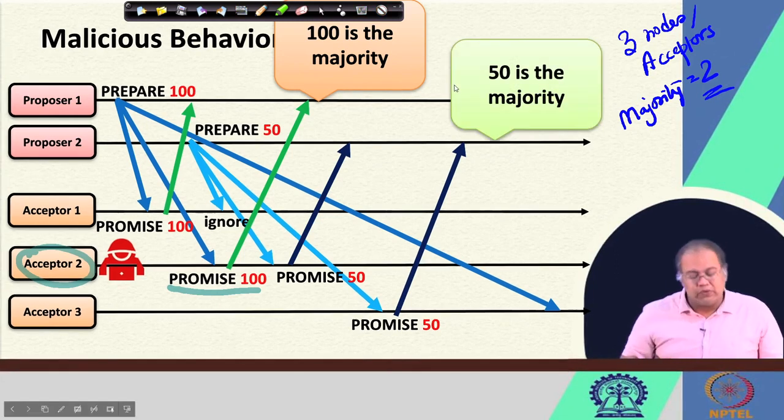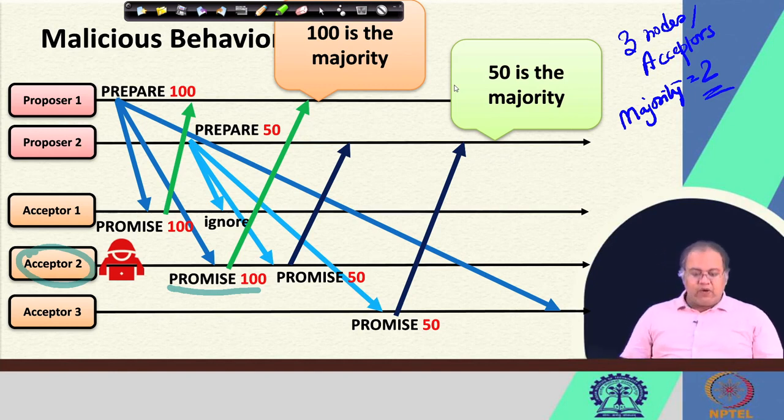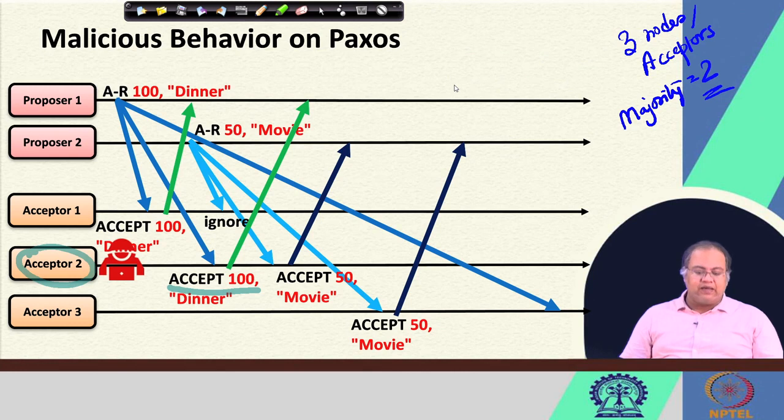So, proposer 1 believes that it has received the majority. Similarly, proposer 2 has also received 2 messages with ID 50, so proposer 2 can also believe that it has received the majority. Now, what might happen further is that they can send the accept message. This AR means accept request. Just to fit it in this space, I have shortened this notation.